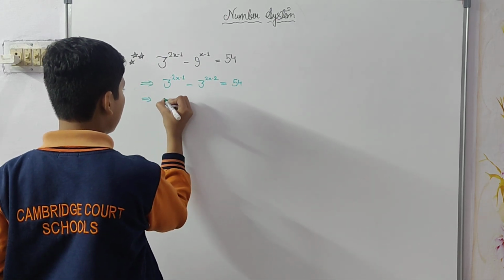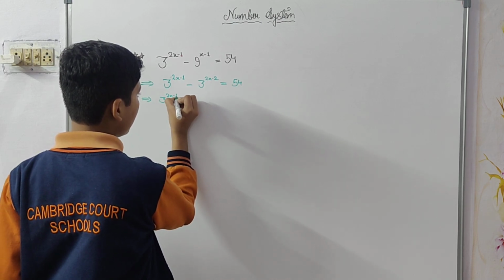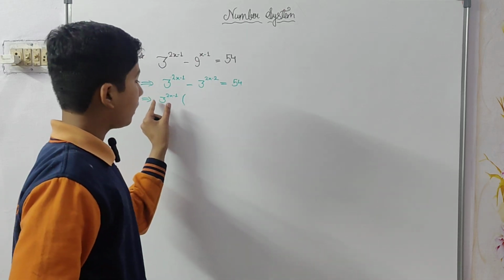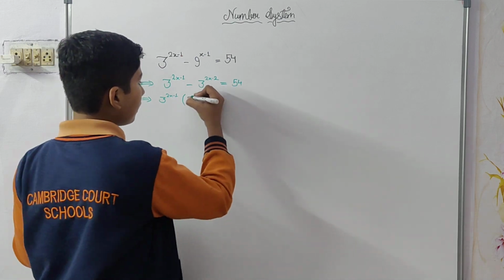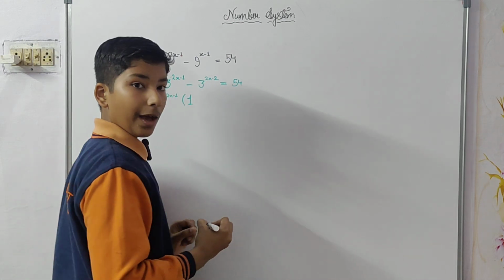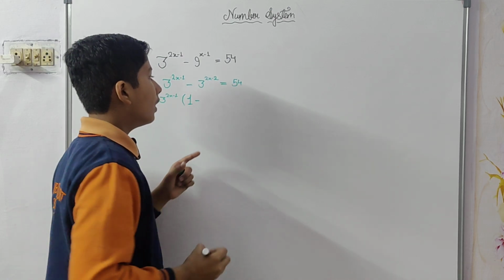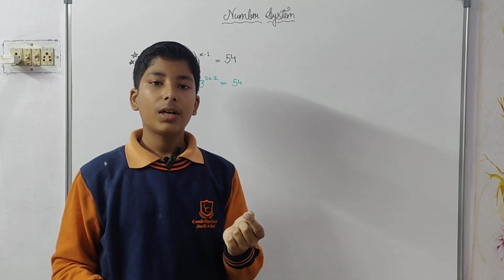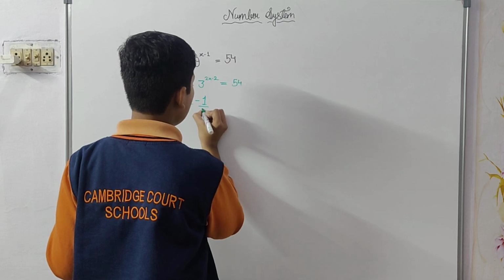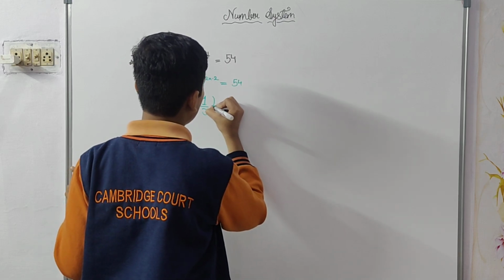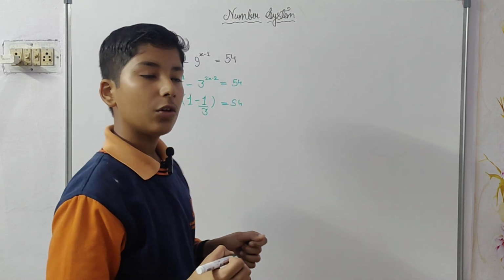Now if I take common, I will take 3 to the power 2x minus 1 as common. So this is taken common. Now what will be left over here? Nothing, so we will write it as 1. Now what will be left here? Here will be left 3 to the power minus 1. And what is 3 to the power minus 1? It is 1 by 3, 1 upon 3, equals 54. We have to find the value of x.